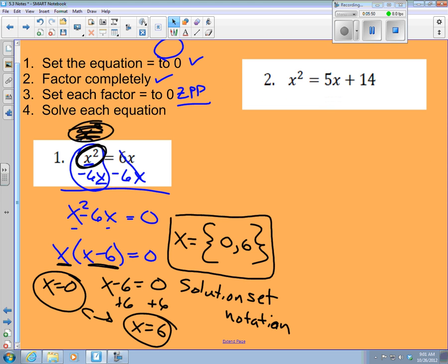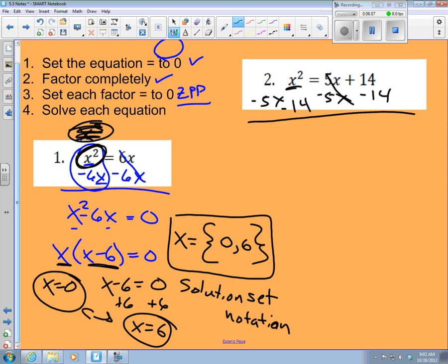Get rid of this. And first things first, I notice it's a quadratic. I have an x squared term, so I got to get everything on one side equal to 0. So I'm going to subtract 5x from both sides, and I'm going to subtract 14 from both sides. These cancel out, and that's equal to 0. Over here, I'm going to have x squared minus 5x minus 14. And from here, I can see I have a general trinomial, an x squared term, an x term, and a constant. So I'm going to set up my little x over here.